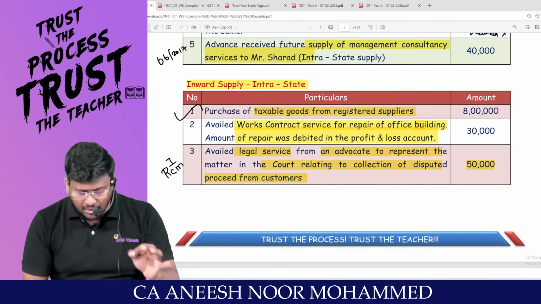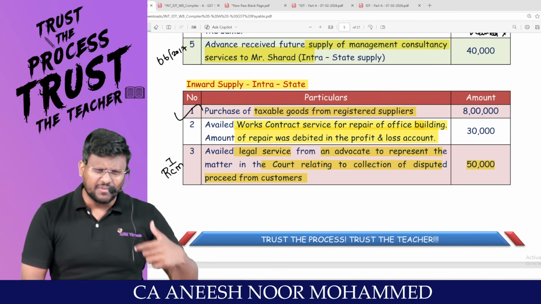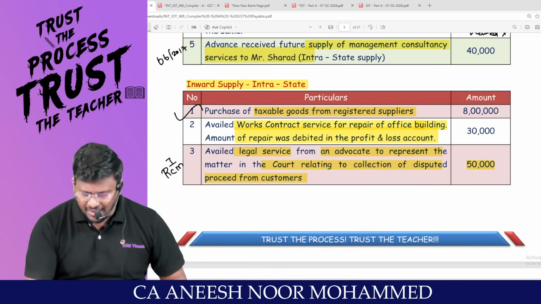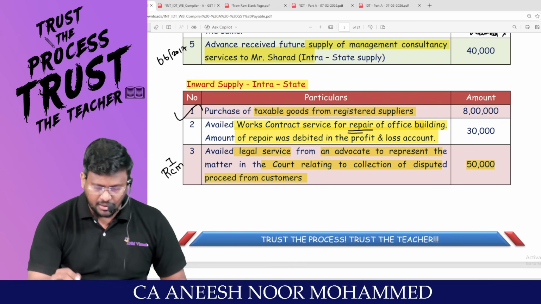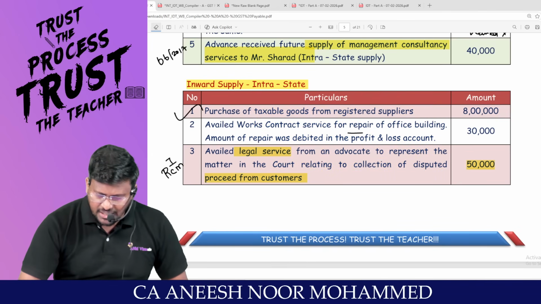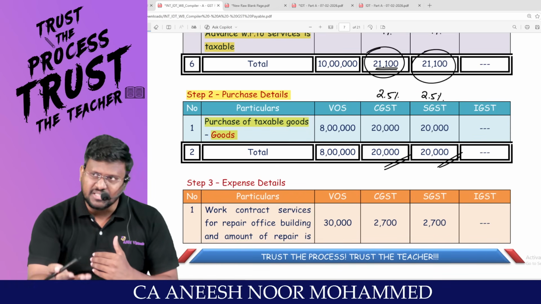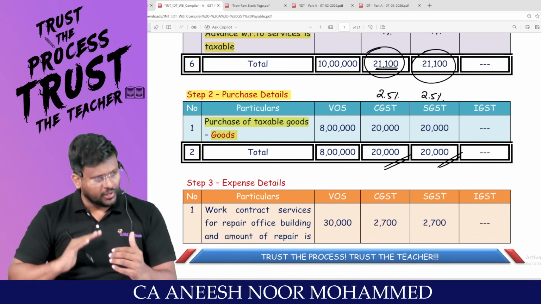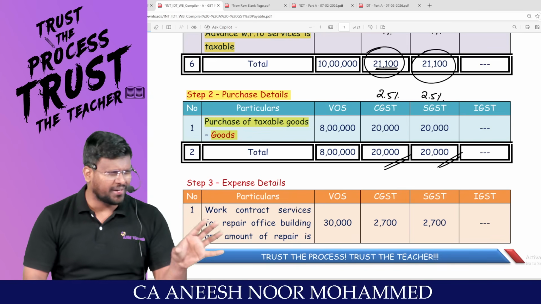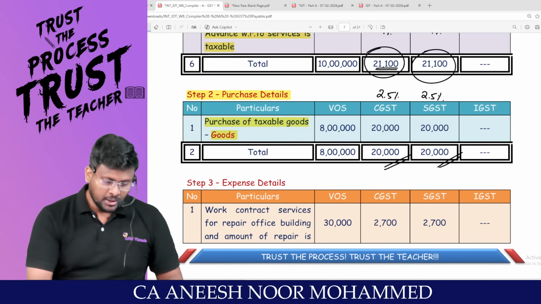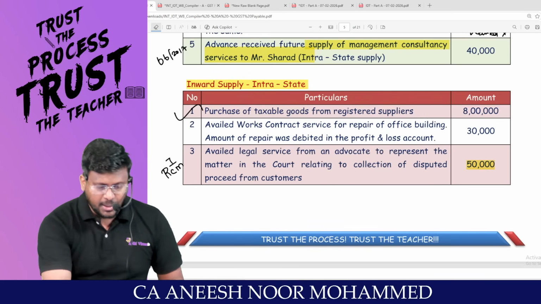Availed work contract service. You tell me, is work contract service purchases or expenses? Expenses. Because we have done repair expenses, Kanna. That repair, sir, we have to write in the expense column. In exam, if you write, sir, in the purchase column instead of the expense column or the expense column instead of the purchase column, don't worry, don't stress, because that is an internal format which I have given to you. So, according to me, repair is an expense.